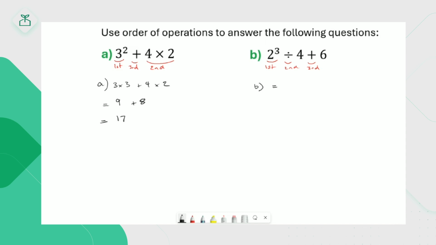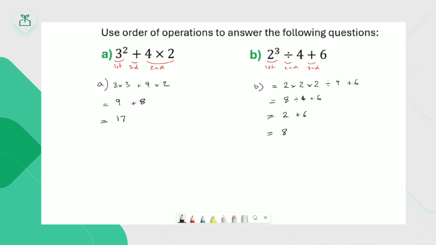Alright, next would be 2 to the power of 3, which is 2 times 2 times 2, and that's divided by 4, and then plus 6. So we're going to do all of this first, and then divide by 4, and then add the 6 at the end. So 2 times 2 is 4, times 2 again is 8. 8 divided by 4 plus 6. 8 divided by 4 is 2. Add on the 6, and we get 8.